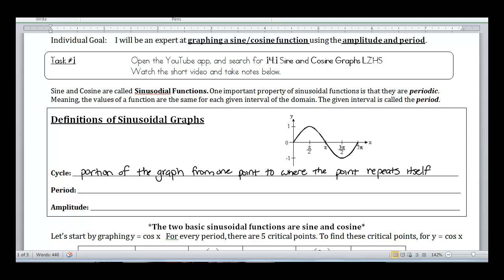The period is going to be the change in x corresponding to one cycle. This is also going to be the distance or length along the x-axis in one cycle.